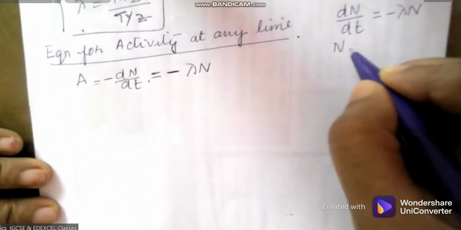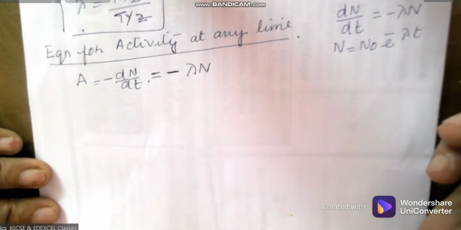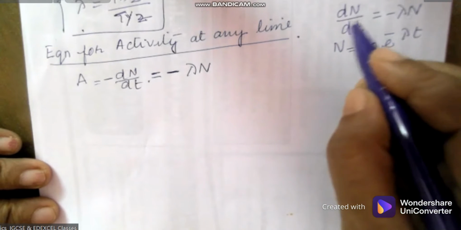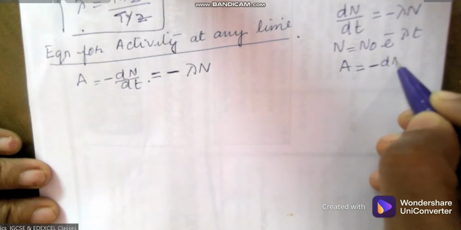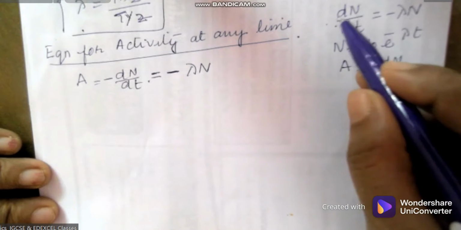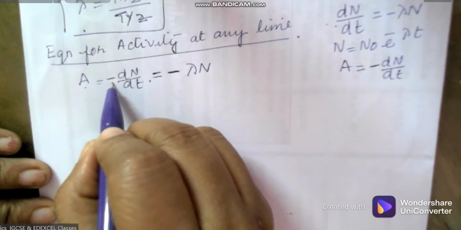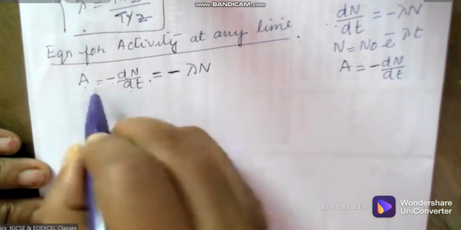Also, we learned N is equal to n naught e to the power minus lambda t. Now, we are going to learn another equation. Activity is equal to negative of dN by dt. Okay, negative of this one. So, what happens? A is equal to negative of dN by dt.